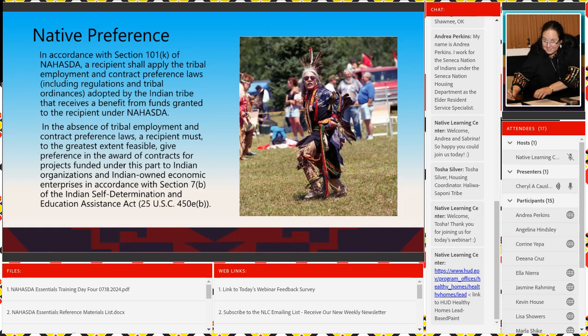In the absence of tribal employment and contract preference laws, a recipient must, to the greatest extent feasible, give preference in the award of contracts for projects funded under this part to Indian organizations and Indian-owned economic enterprises, in accordance with 7B of the Indian Self-Determination and Assistance Act.